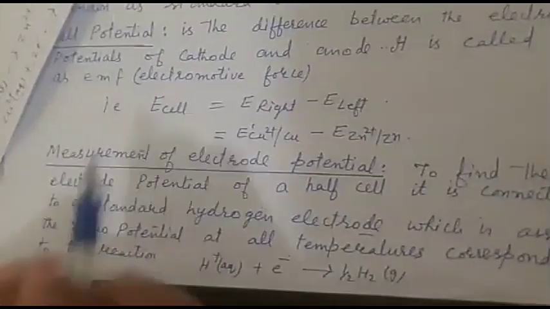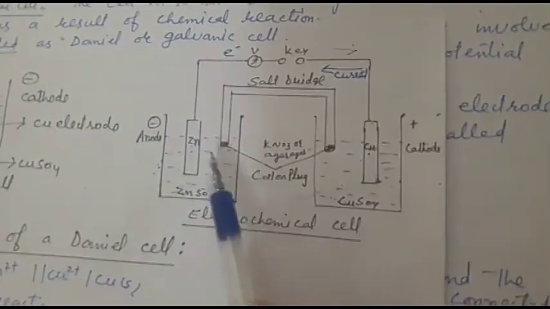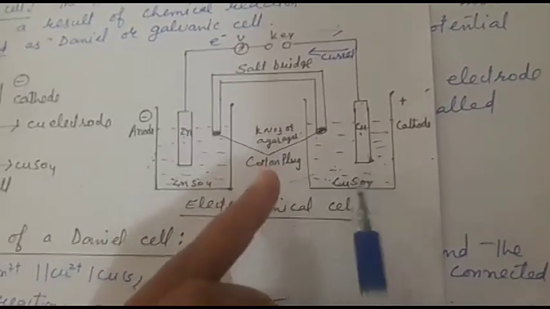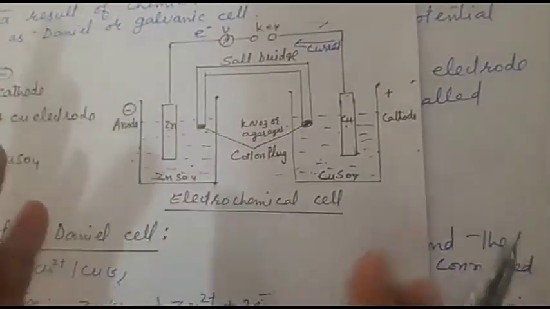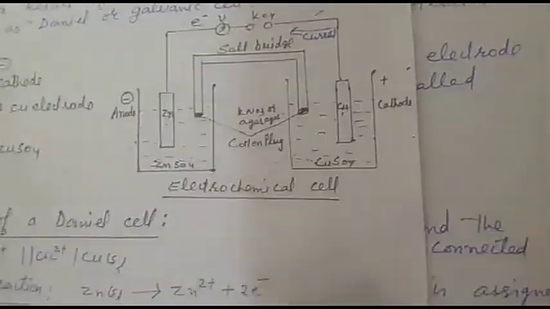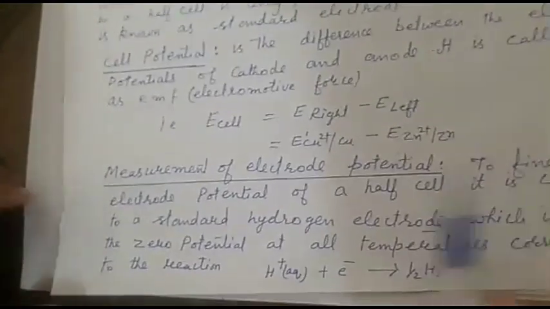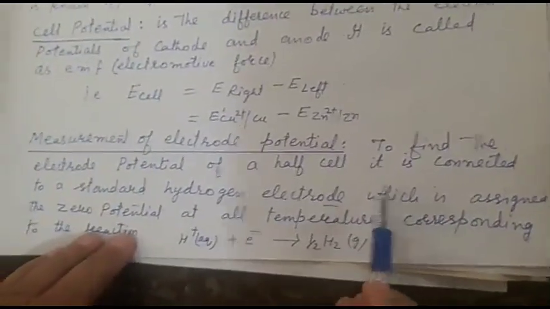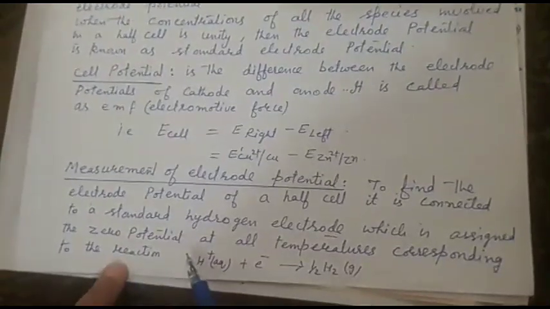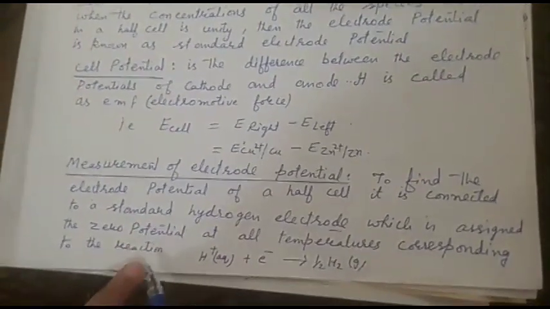Now, how to measure it? Suppose we want to measure the electrode potential of a half cell, then we can attach it to the hydrogen electrode, because its electrode potential is always taken as zero. The hydrogen electrode can be used as a cathode, and it can also be used as the anode. Measurement of electrode potential: to find the electrode potential of a half cell, it is connected to a standard hydrogen electrode, which is assigned zero potential at all temperatures.